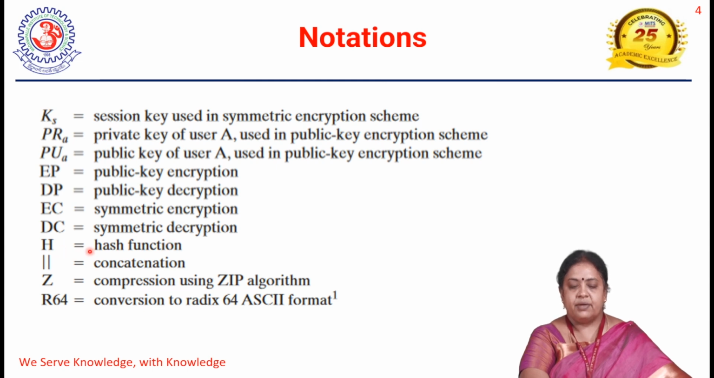H is referred to as the hash function, this symbol is for concatenation, and Z is for compression, and this compression can be done by using the zip algorithm. For ASCII format support, R64 will be used, that is the conversion to Radix 64. This is referred to as R64. These are some of the notations that we are going to encounter in the algorithm.